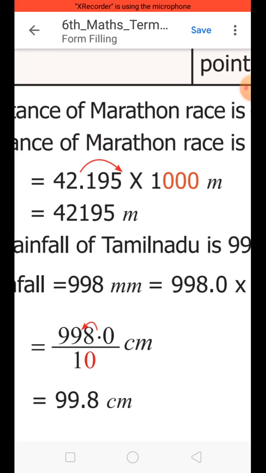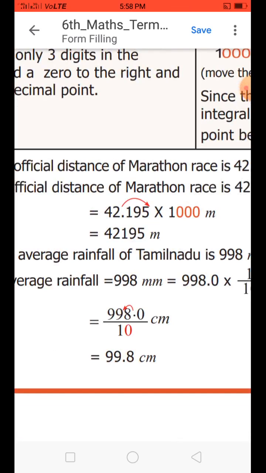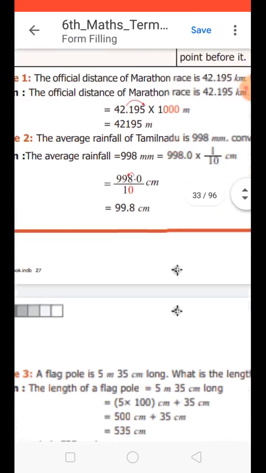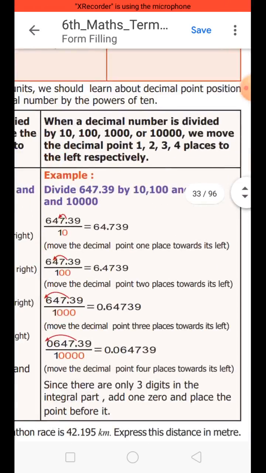So 42195 dot means the same as 42195 only. So I simply say 42,195 meter. That's it. So this is what we have to multiply. Okay. Now I am going to show you how to divide.